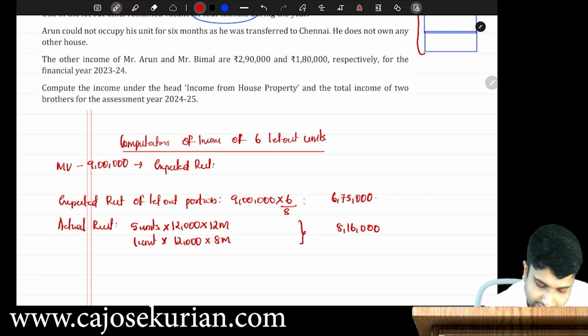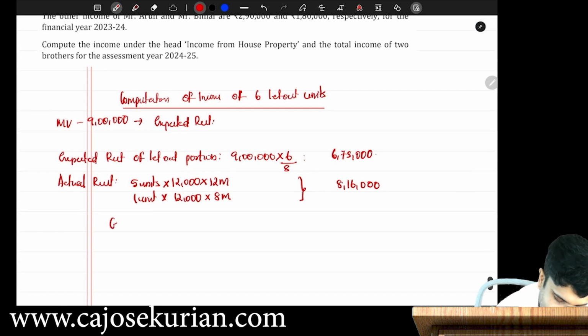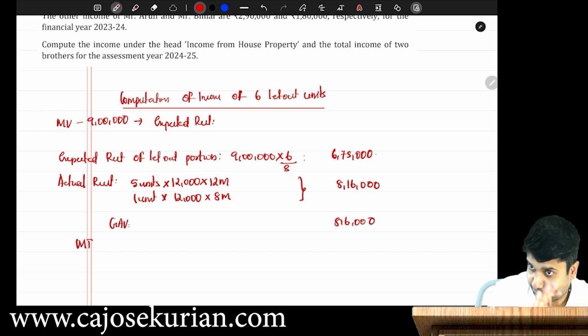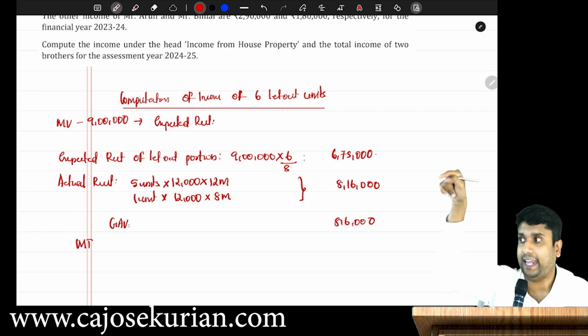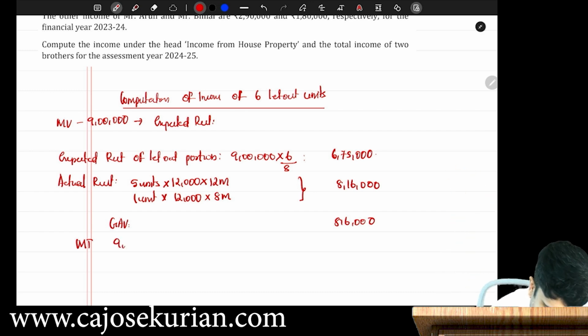So whichever is higher, which is higher? 8 lakh 16. So you tell me how much is the GAV? 8 lakh 16,000. Now, can you claim municipal taxes as a deduction? Yes, but not full, only for that 6 by 8 portion. So 9 lakh into, I think, 20%, right? 20% into 6 by 8, and can you help me with the math? 1,35,000 rupees will be the municipal taxes paid.